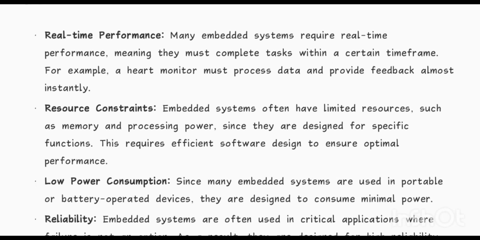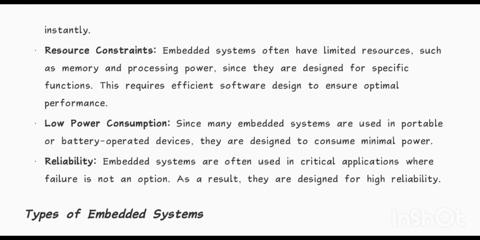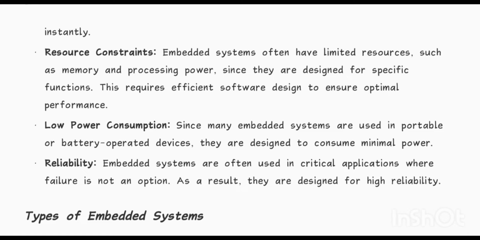Resource constraints. Embedded systems often have limited resources, such as memory and processing power, since they are designed for specific functions. This requires efficient software design to ensure optimal performance. Low power consumption. Since many embedded systems are used in portable or battery-operated devices, they are designed to consume minimal power. Reliability. Embedded systems are often used in critical applications where failure is not an option. As a result, they are designed for high reliability.